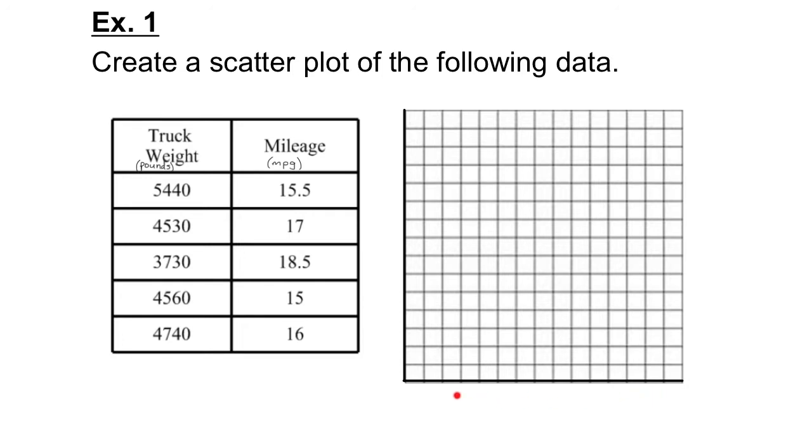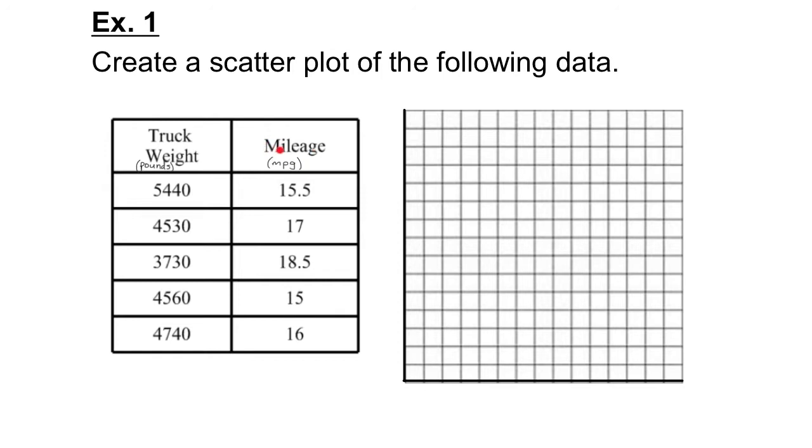Independent means it doesn't depend on anything, whereas dependent is the opposite. So we have to decide, okay, is it the weight or the mileage that depends on the other thing? So think of it like this. Does the weight of a truck depend on how much fuel it uses when it drives? Or does the amount of fuel that gets used during driving depend on how heavy the truck is? I would say the second thing I said is probably true. It's the mileage depends on how heavy the truck is and not the other way around.